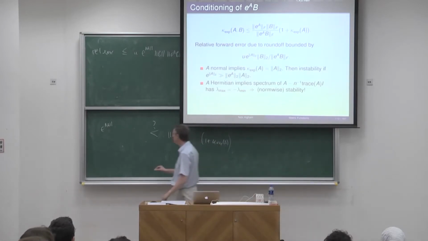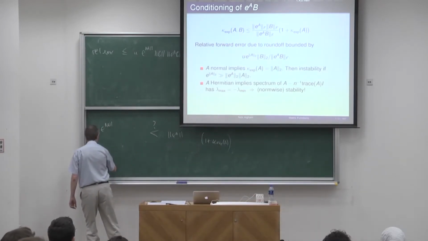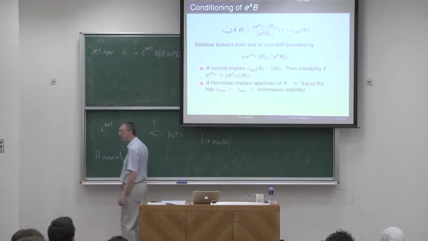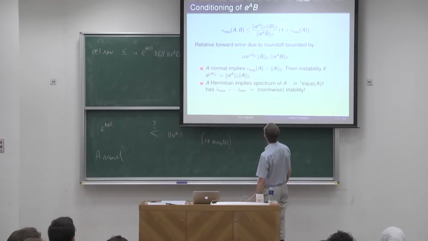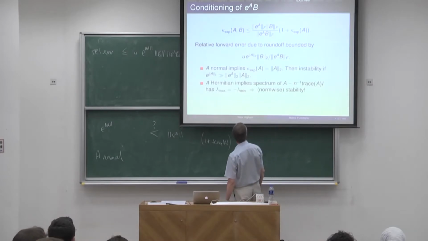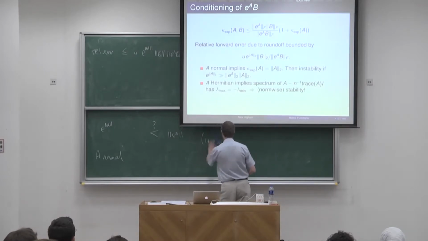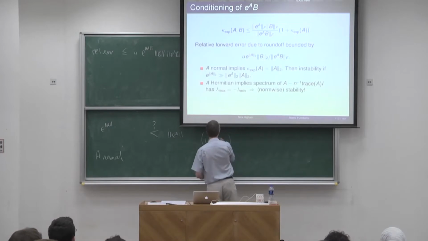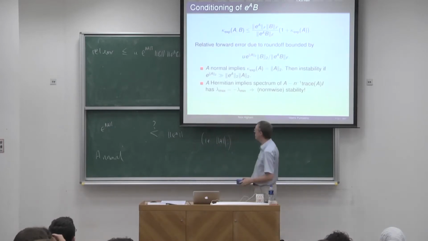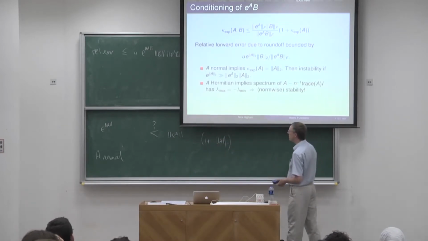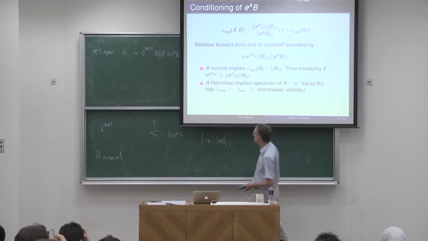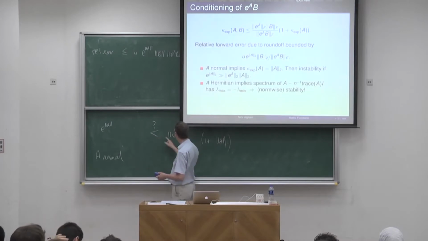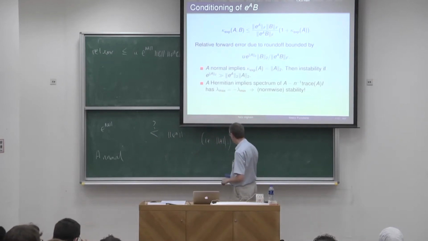If we assume that A is normal, because if A is not normal, I can't really say very much. If A is normal, then kappa x is just norm A, so this becomes norm A in the 2 norm. And so the only way I can have instability is if e to the norm A is much bigger than norm of e to the A times 1 plus norm A.